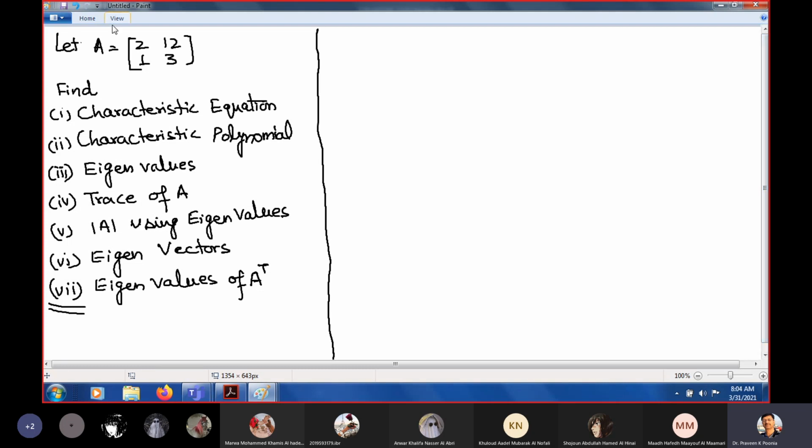If we see, I have written a matrix. Let A equals 2, 12, 1, 3. What is the size of this matrix? The size of this matrix is 2 by 2. So we need to find these 7 things for this. I have included all the points that are in the last topic of unit 1. So topic number 1 is: find the characteristic equation.